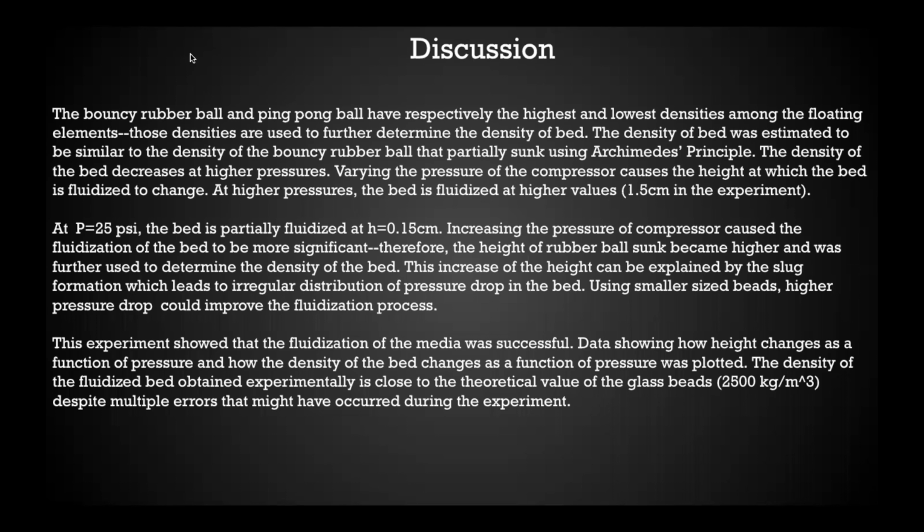At the end of our experiment, we concluded that our process was satisfying because we noticed that the height changed as a function of pressure and the density changed as a function of pressure as well. The main conclusion of the experiment was that the density of the fluidized bed that we calculated was similar to the one that we found experimentally.